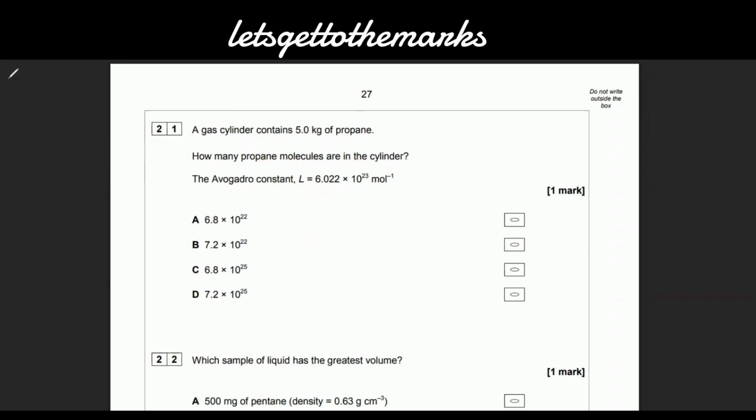So the number of particles is equal to L, which is Avogadro's constant, times moles. I love to use n for moles. So it's L times n. So all I've got to do is work out n. How am I going to do that? I'm going to bust out the old mass over Mr times n. So I'm going to work out the moles by doing the mass over the Mr.